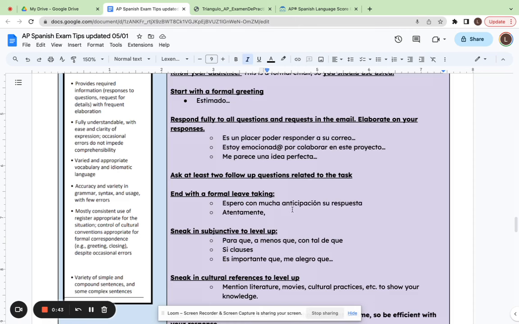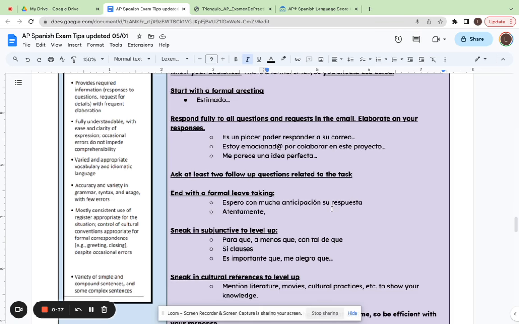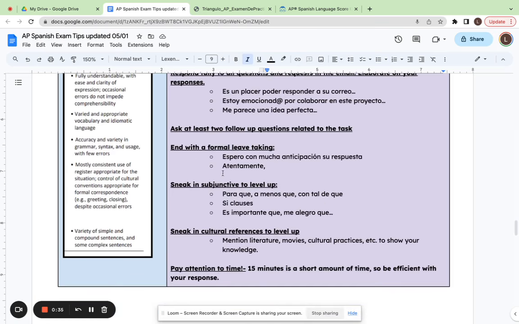Espero con mucha anticipación su respuesta, o estoy muy emocionada por trabajar y colaborar en este proyecto. And like we mentioned, to level up, getting past that 3 and into that 4 and 5 section, you want to use subjunctive, use some complex clauses, use the conditional, or you could also sneak in some cultural references or idiomatic phrases. So if you know any specific cultural references to movies, literature, cultural practices in a Spanish-speaking country, that can help show your knowledge. And last but not least, just remember to pay attention to that time so that you do not run out of time.